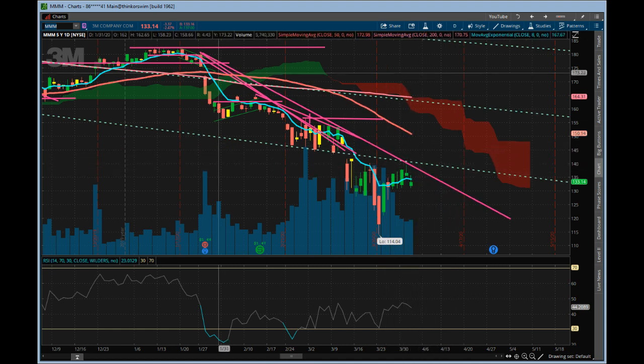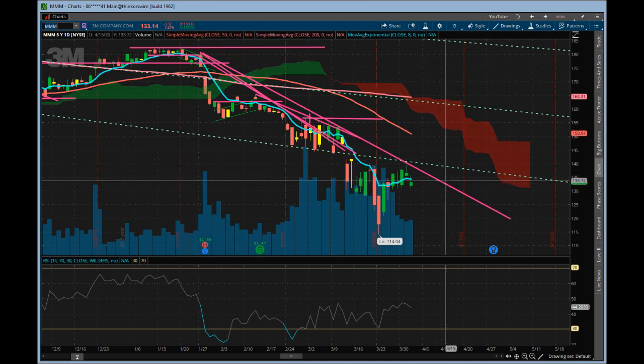A couple upper shadows right here. Just keep an eye on this macro trend line right here. See if we can get above it, close above it, and kind of work its way up there. It's just a little bit tricky. Nvidia, yep.